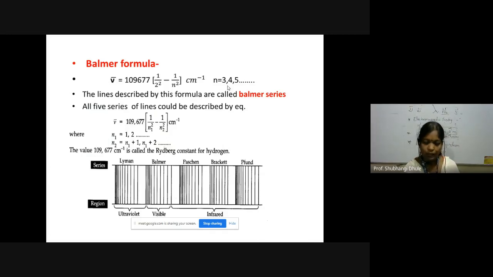Now another scientist is called Rydberg, and he put together all the lines described by other scientists. Here I'm just explaining this in short. The other scientists are Lyman, then Balmer, then Paschen, Bracket, Pfund. These are the names of the scientists.